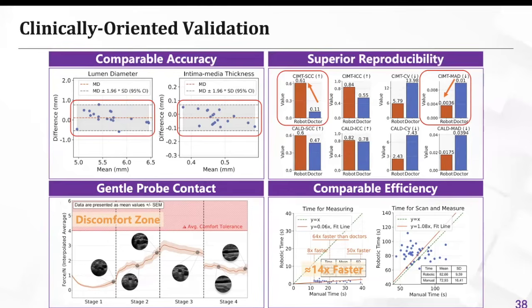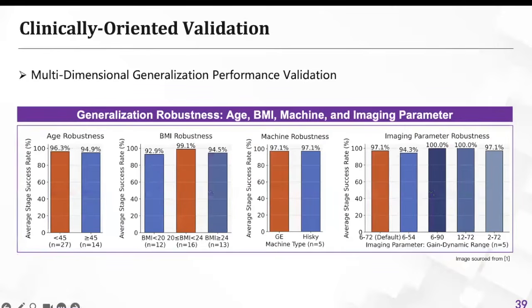The flexibility of the human hand is still far superior to the robotic arm. And ultimately, our system achieves total scan and measurement time comparable to that of a sonographer.